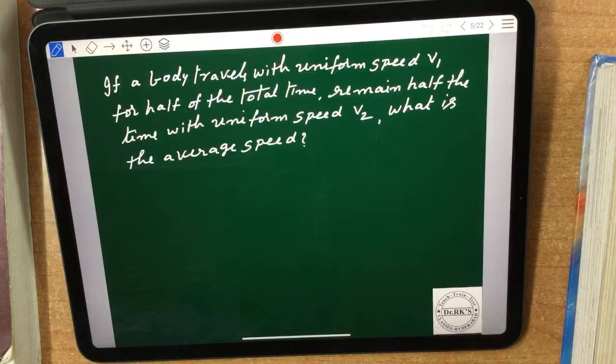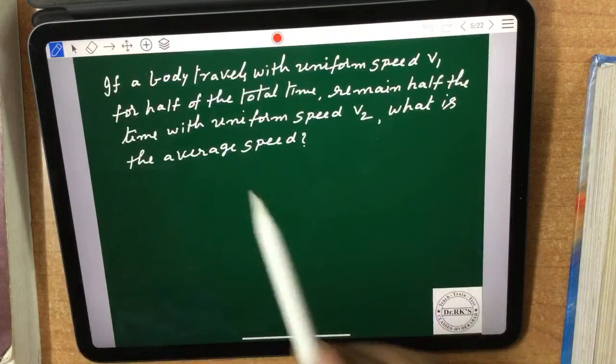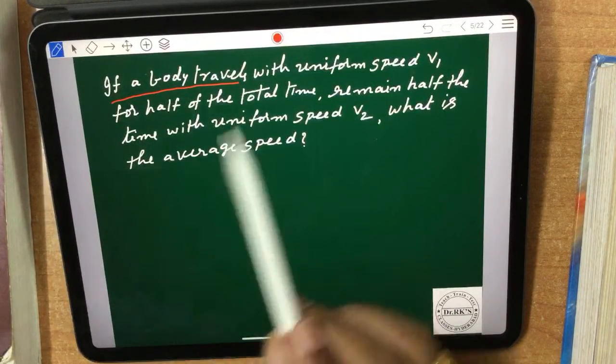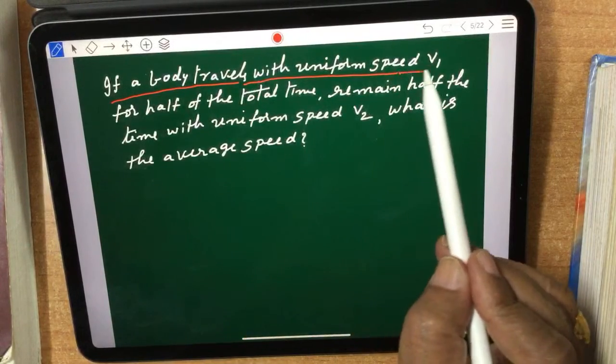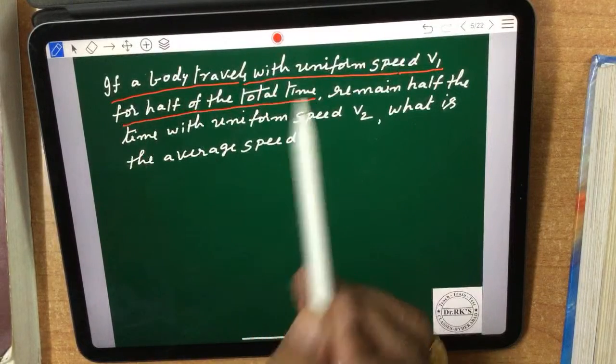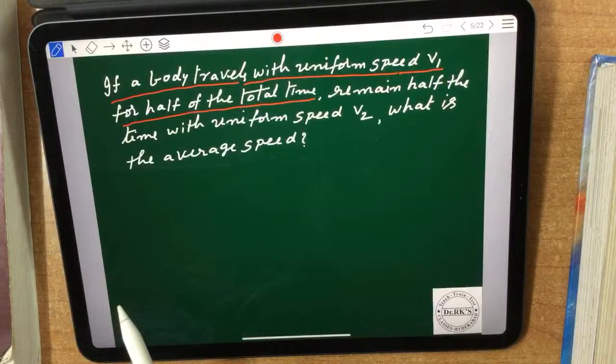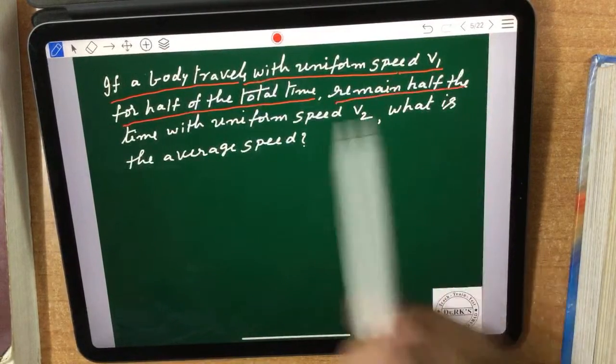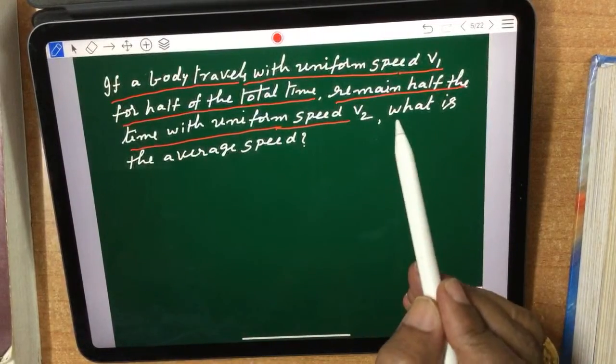Look at this problem. This is a JEE Mains question. Of course, this is also an easy question only. Okay, write down. If a body travels with uniform speed v1 for half of the total time. See, earlier it was half of the total distance with v1, but here it is time. That means if your journey time is 1 hour, the first half hour is v1 and the second half hour is v2. So the remaining half of the time with uniform speed v2, what is the average speed?